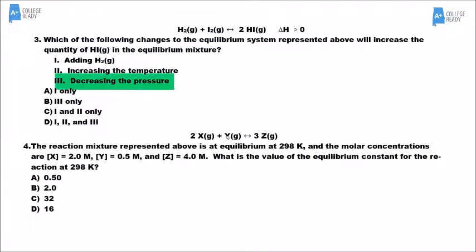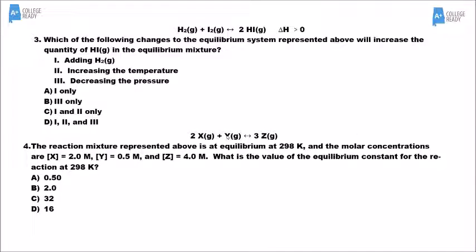Decreasing the pressure. If you decrease the pressure, it favors the side with more gas molecules. But since there's 2 molecules of gas on the left and 2 molecules of gas on the right, then pressure will have no effect on the equilibrium. So the correct answer is Roman numeral 1 and Roman numeral 2 only.